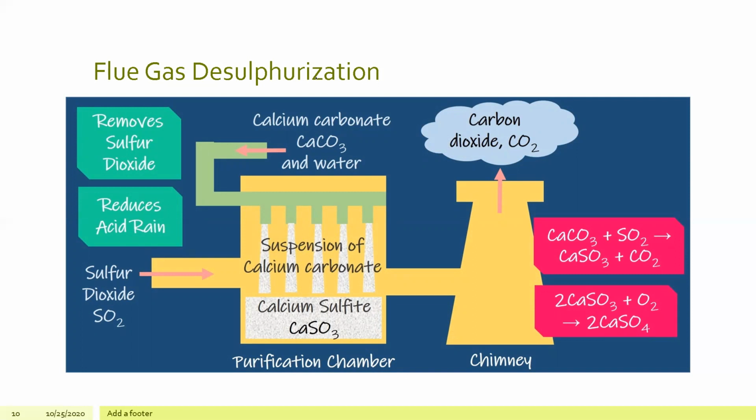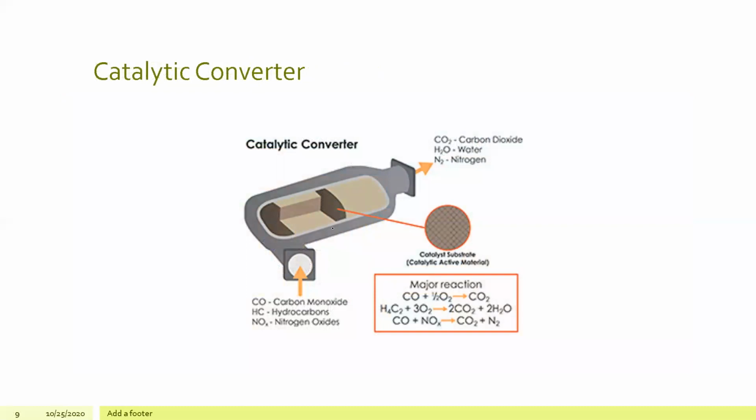Calcium carbonate plus sulfur dioxide is forming calcium sulfite and carbon dioxide, and calcium sulfite and oxygen are forming calcium sulfate. Whenever you have 3, this is sulfite, and when you have 4, it's sulfate. So here it was calcium carbonate and sulfur dioxide forming calcium sulfite and carbon dioxide, and calcium sulfite isn't harmful.